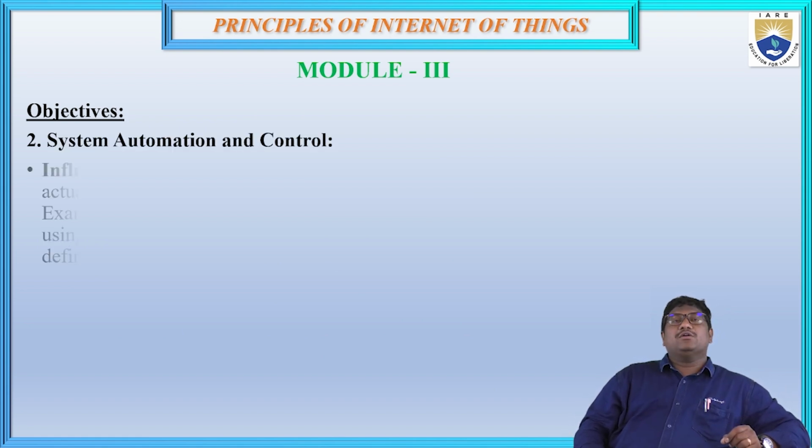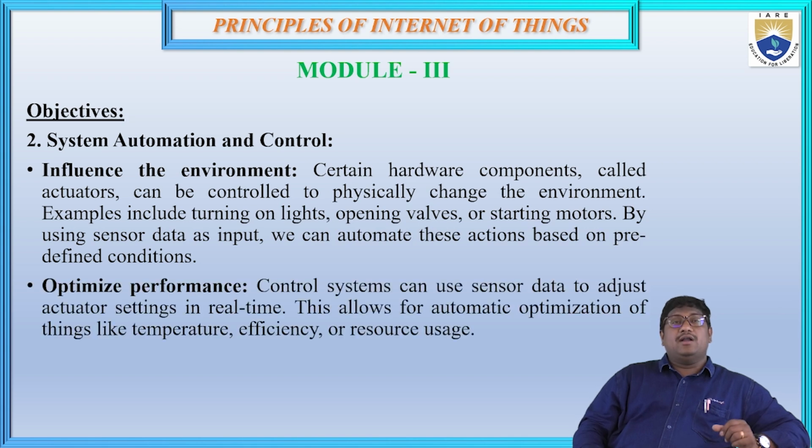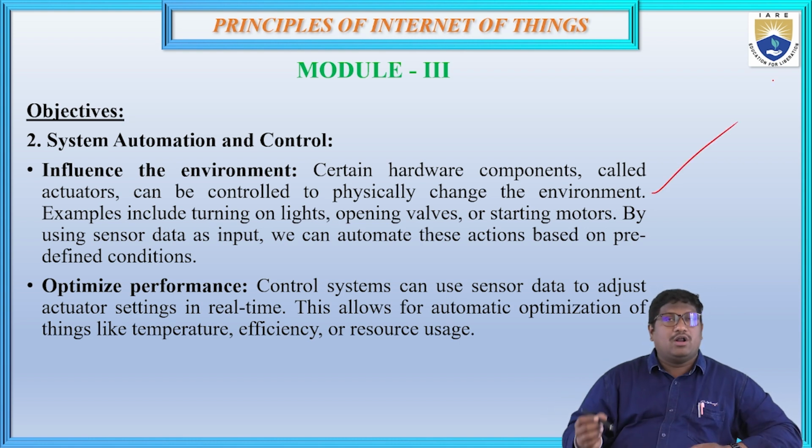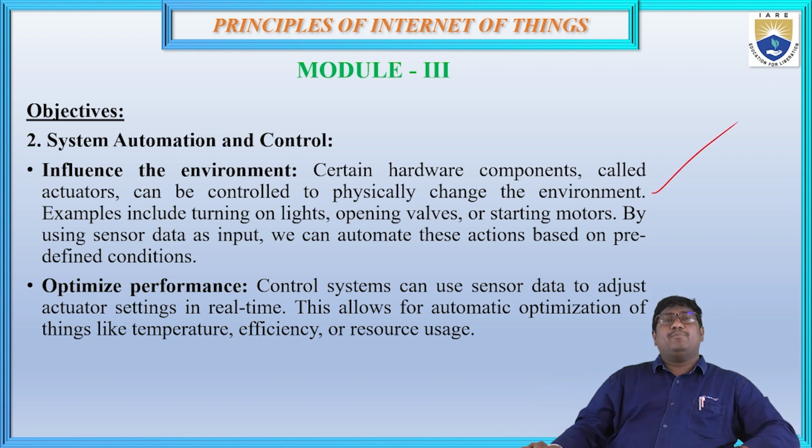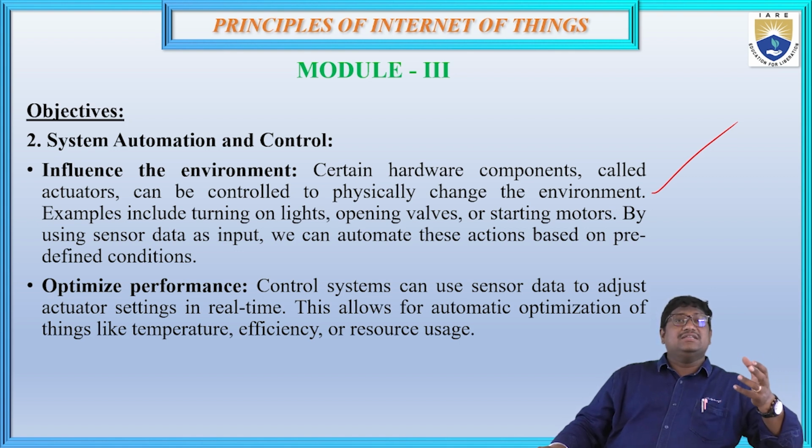What system automation was and what system control was, how we are going to do these two things in detail. The first one is influence the environment. There are certain hardware components such as actuators which are controlled physically by the environment. Take an example, including turning on lights, opening valves, starting motors. By using sensor data as input, we can do this automatically.